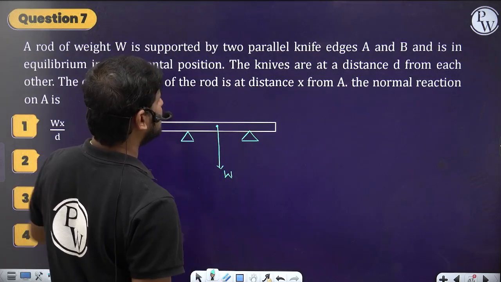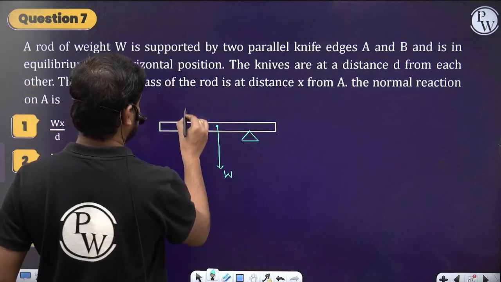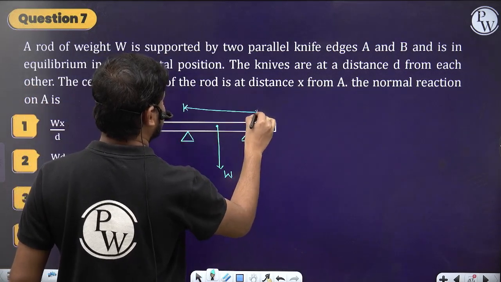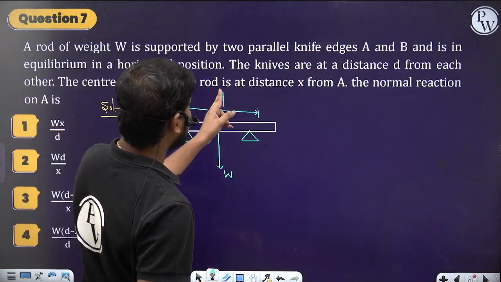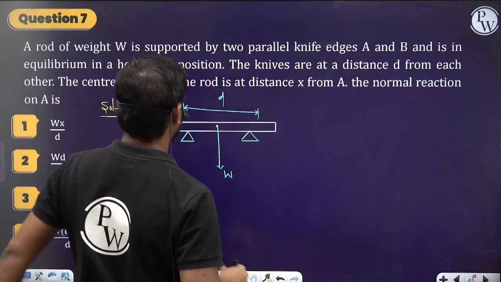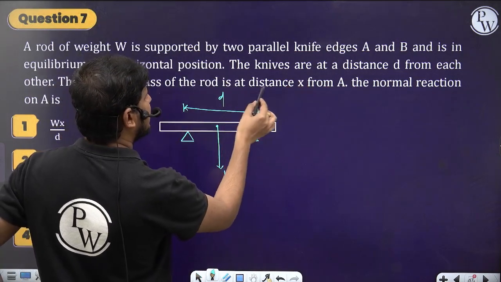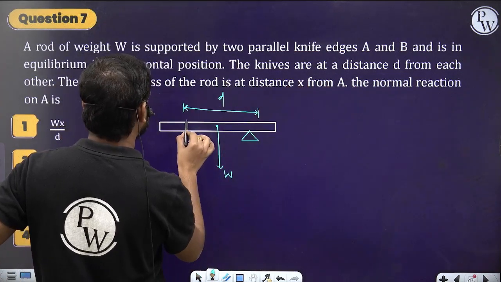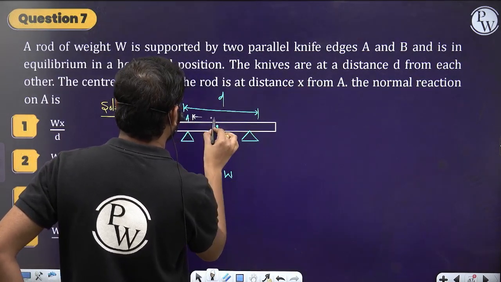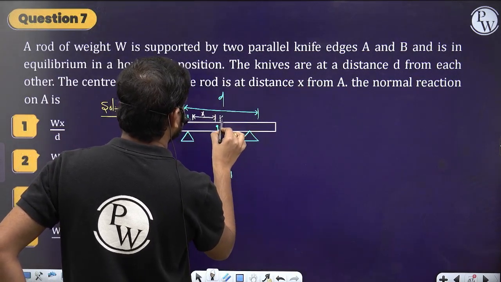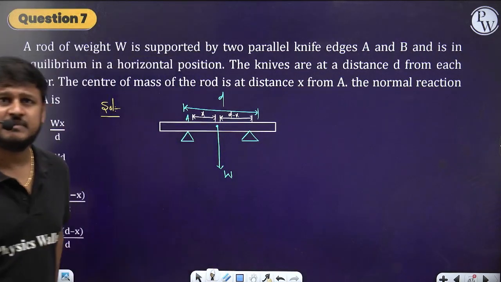So the knives are at a distance D from each other. The center of mass of the rod is at a distance X from A. Let's consider this is point A. From here to here it is X, so this distance will obviously be D minus X, guys.